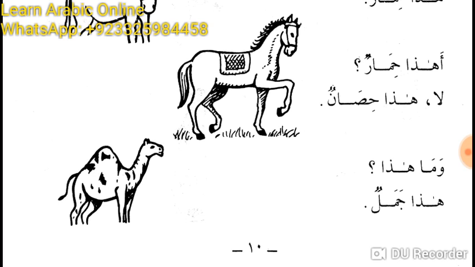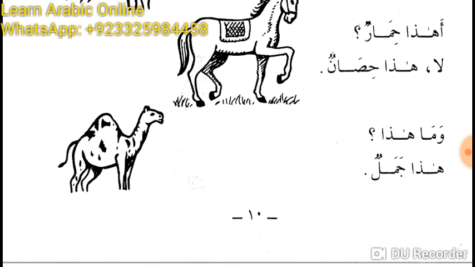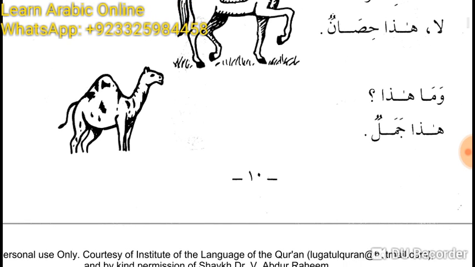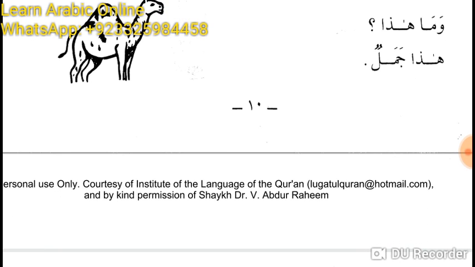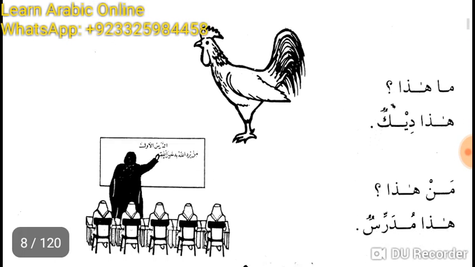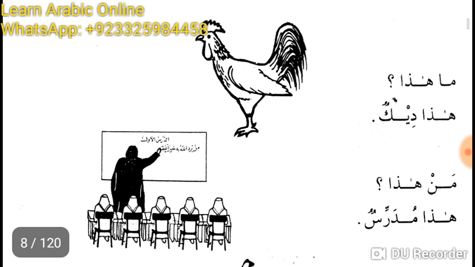Okay. Ma hatha? And what is this? Hatha jamalun, hatha jamalun. Jamalun. This is a camel. Yes. Okay.